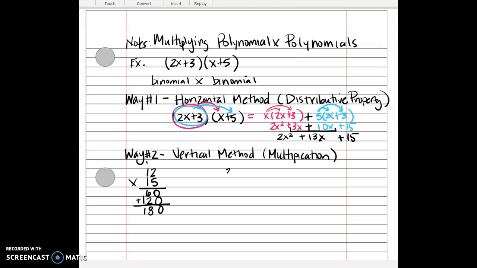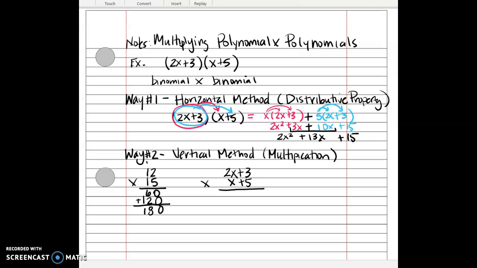So same idea, we can actually set this up: 2x plus 3 times the x plus 5. What we're going to do is multiply the 5 by everything in the top. And then we're going to add that to whatever we get with x times the 3 in the top.